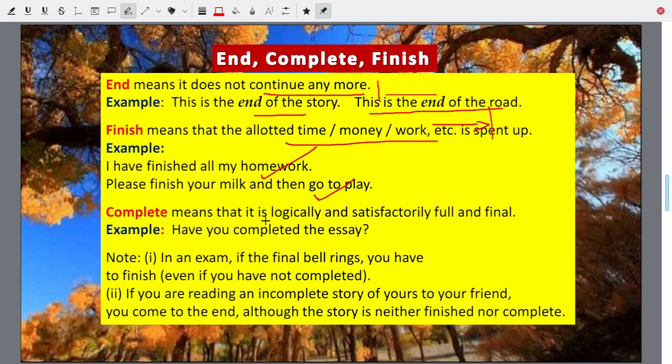Complete means it is logically and satisfactorily full and final. Have you completed the essay? That means the essay is completed logically and satisfactorily.